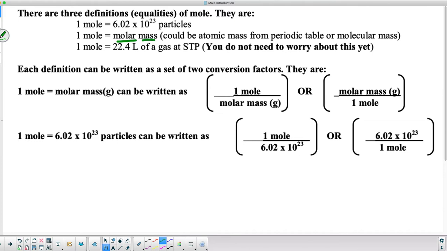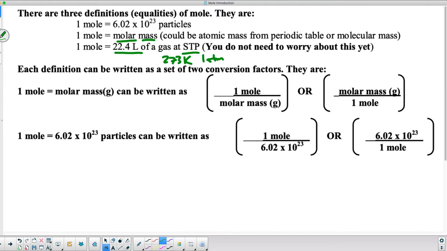1 mole also, if we have a gas at certain conditions, standard temperature and pressure, and you don't need to know this right now, but the temperature for this is 273 Kelvin, which is the freezing point of water, and the pressure is 1 atmosphere, which is approximately what you're feeling right now.